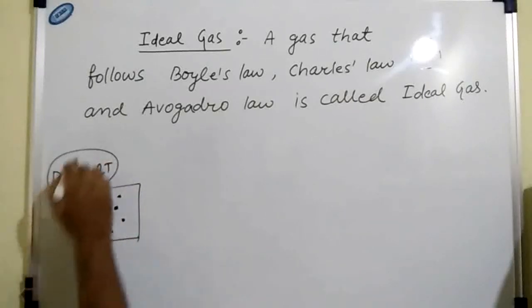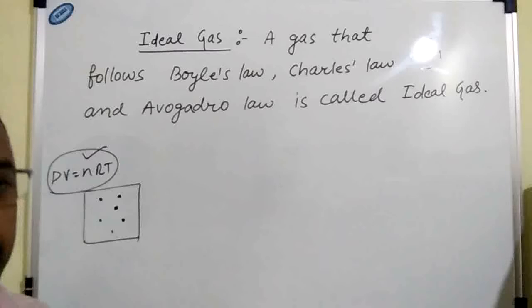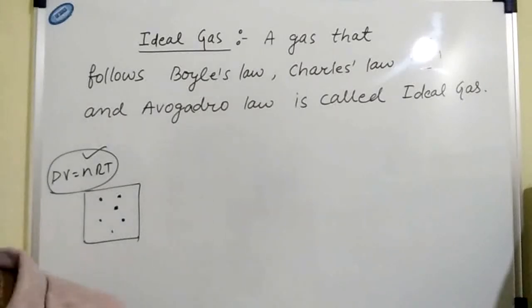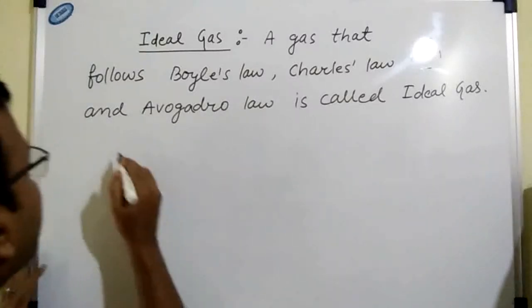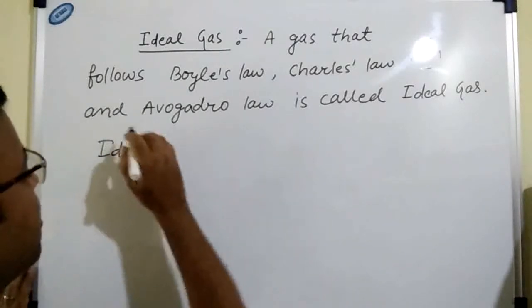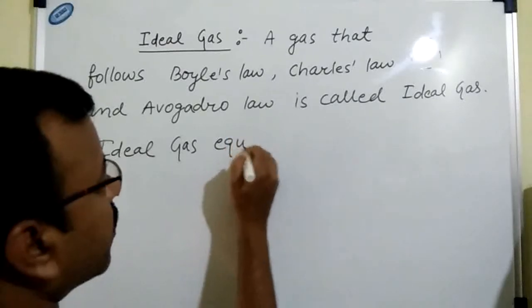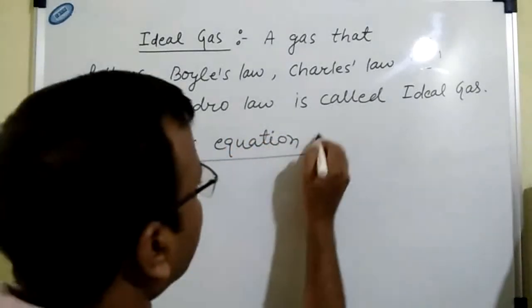PV = nRT. We are going to derive this equation, as we discussed in the first video. So we are going to derive the ideal gas equation. The ideal gas equation means the equation that is followed by an ideal gas. So how can we derive this?